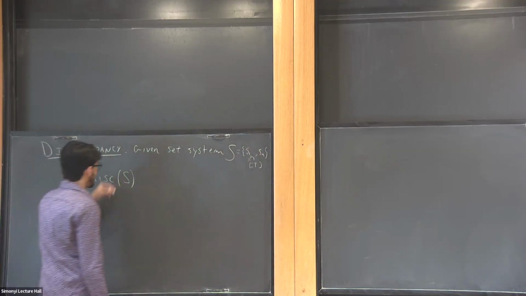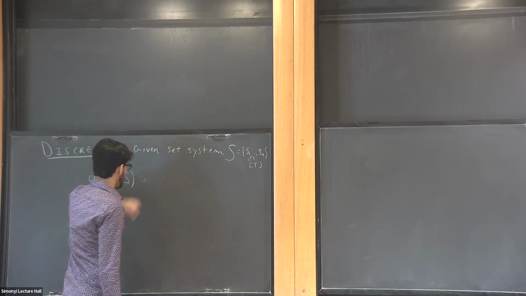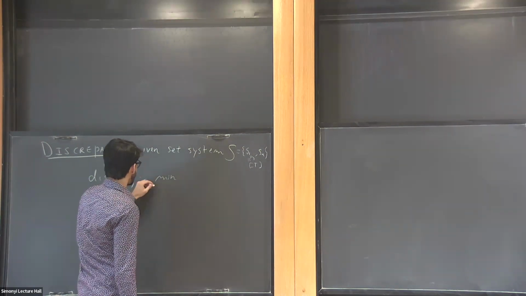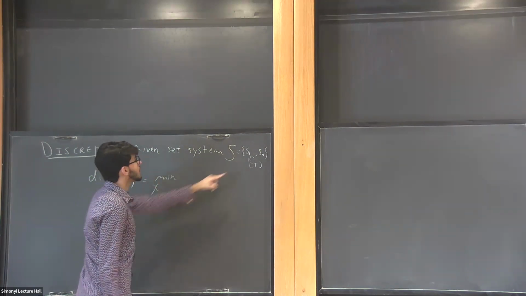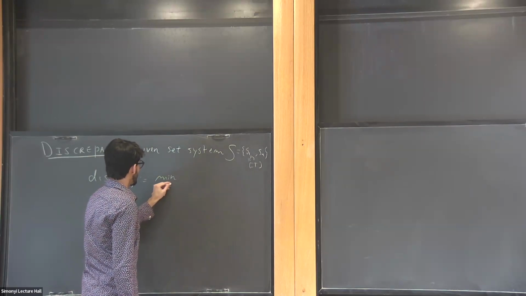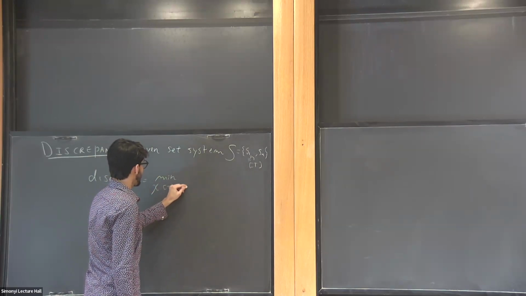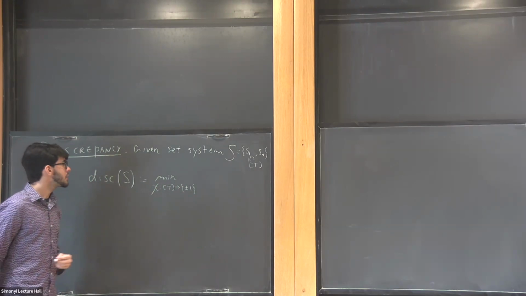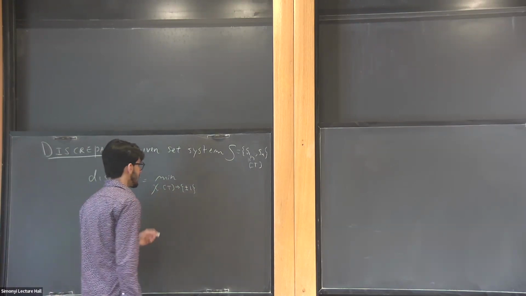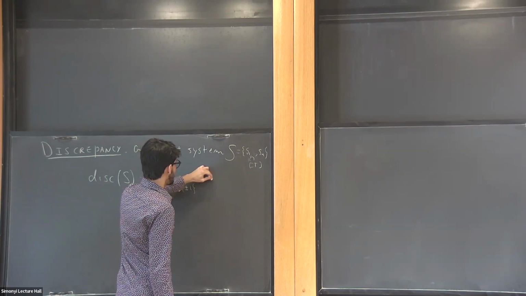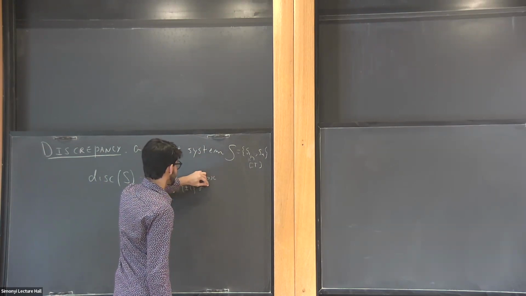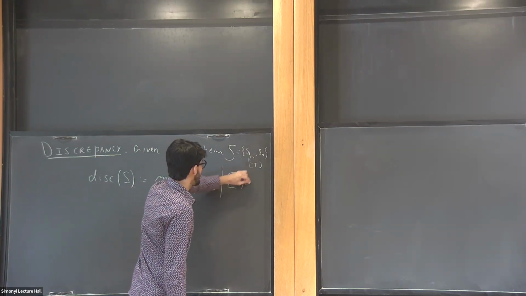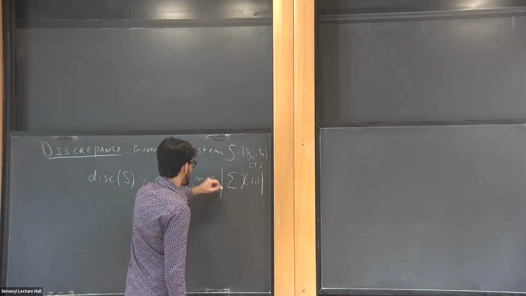The discrepancy of S will be defined as the minimum over all colorings, where a coloring is defined as a function from the universe t to plus minus 1. And then you look at what is the most imbalanced set with respect to this coloring. So I need to take the maximum over all sets of this coloring, and then I sum over all the elements in the set.